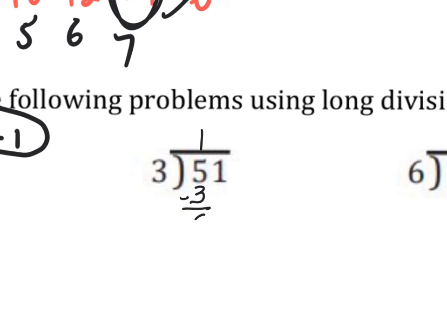5 minus 3 is? Drop down the next number. How many times does 3 go into 21? Or what's 21 in this case divided by 3? Remember, factors and divisors. 3 goes into 21 7 times, and we have no remainder, so the quotient is 17.